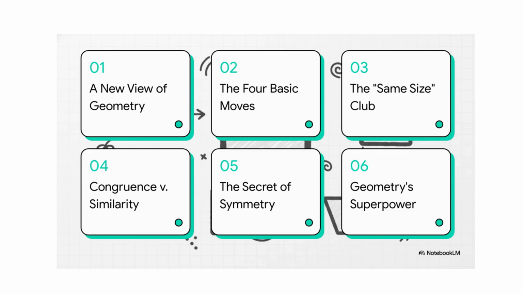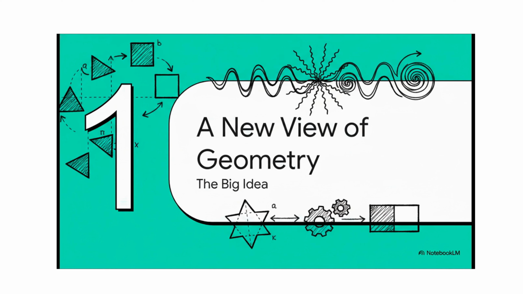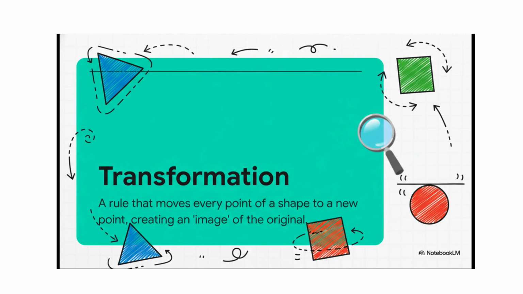Okay, so let's jump right into that big idea. We are fundamentally shifting our perspective here. We're going to stop seeing shapes as just static objects sitting on a page and start seeing them as things that can move and change, but only according to a very specific set of rules. And this action, this movement, has an official name.